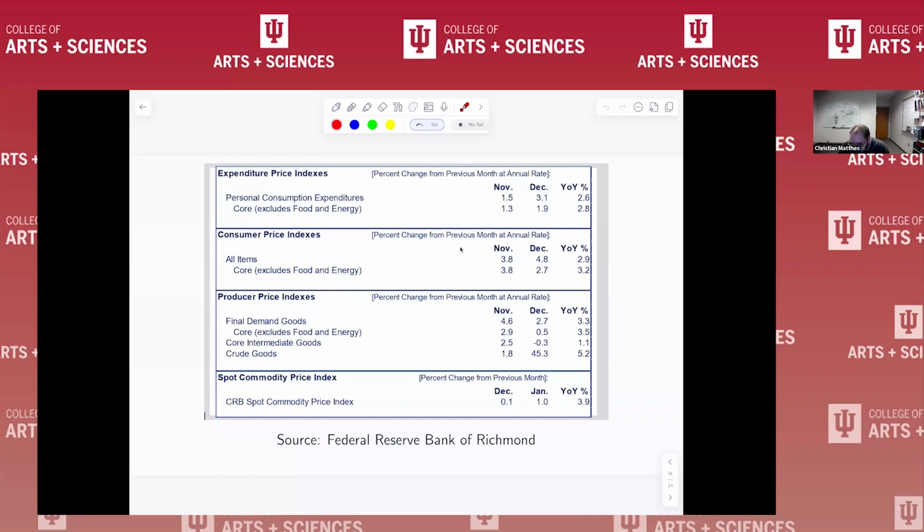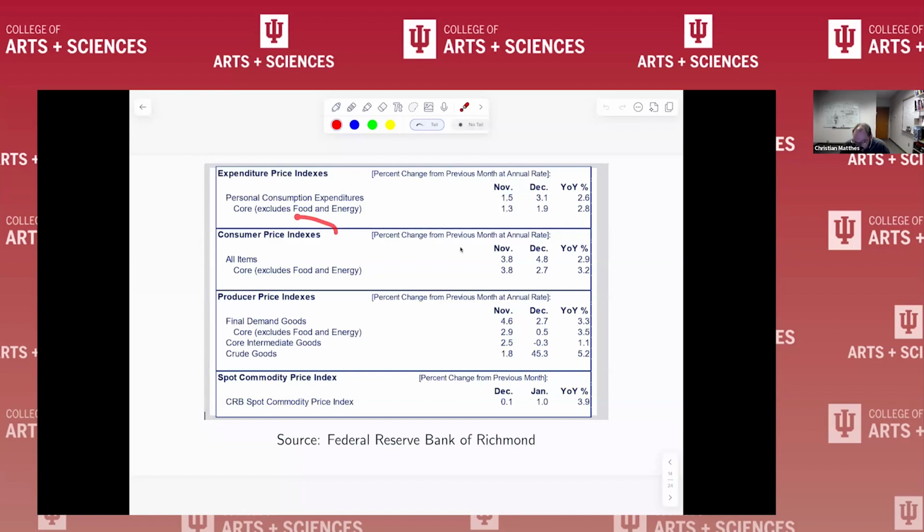And so what do we see here? We see that first, looking at November and December data for the PCE, Personal Consumption Expenditure Price Index, that there is an acceleration from 1.5% month over month at an annual rate to 3%.